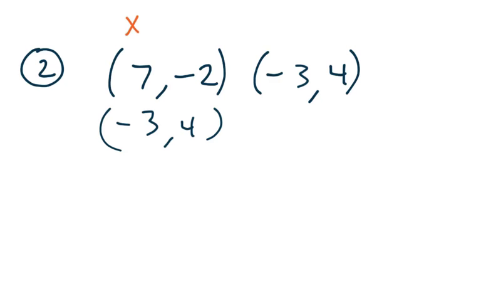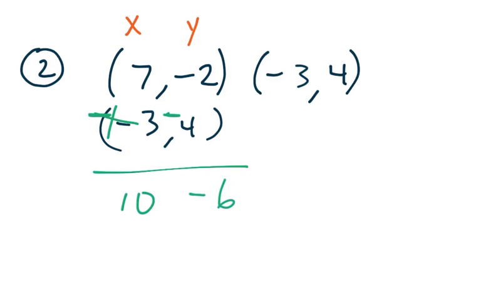Now remember, the first numbers are your x numbers. The second numbers are your y numbers. So don't forget that. So let's go ahead and subtract, right? So remember, if I subtract a negative 3, doesn't that become a plus 3? And 7 plus 3 is 10. And when I minus the 4 with a negative 2, that gives me negative 6.